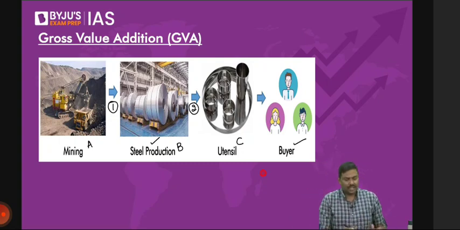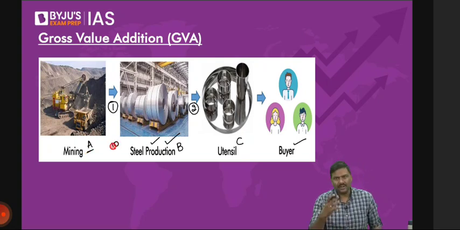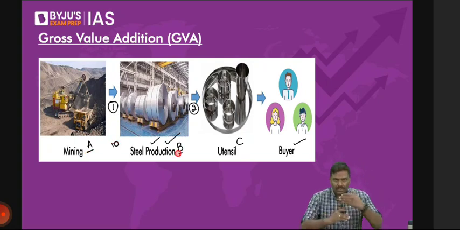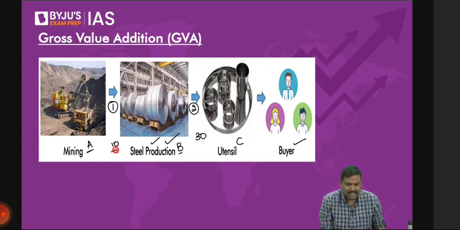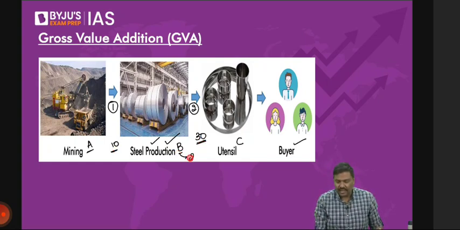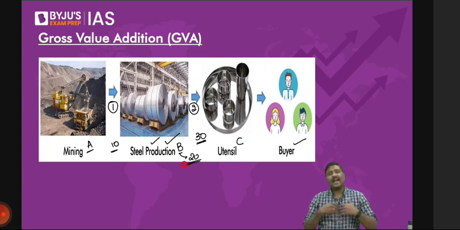For example, company A has mined iron ore and will sell it to company B, let's say at 10 rupees. Company B will purchase at 10 and use it to produce steel. It will not sell the output at 10 rupees. It will sell it at, let's say, 30 rupees. Now, when they purchase at 10 and sell at 30, can I say company B has added a value of 20 rupees? Company B has added a value of 20 rupees.